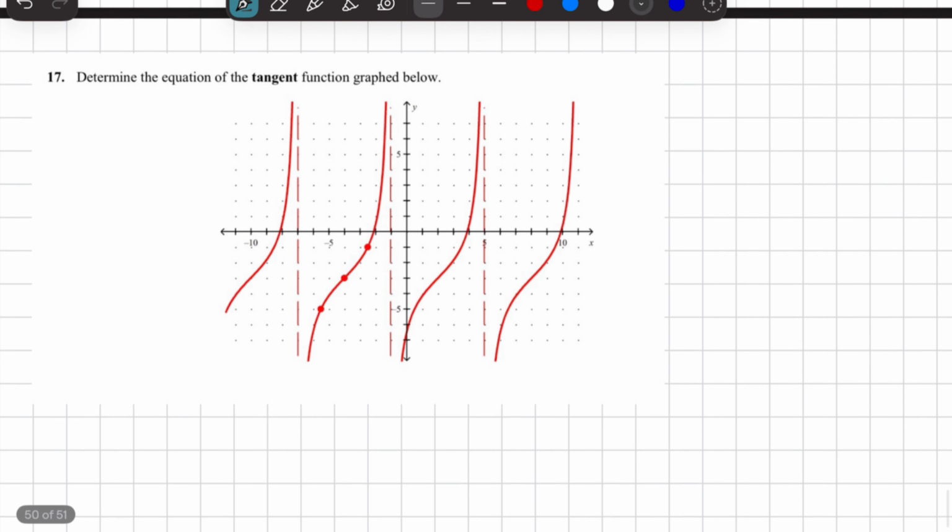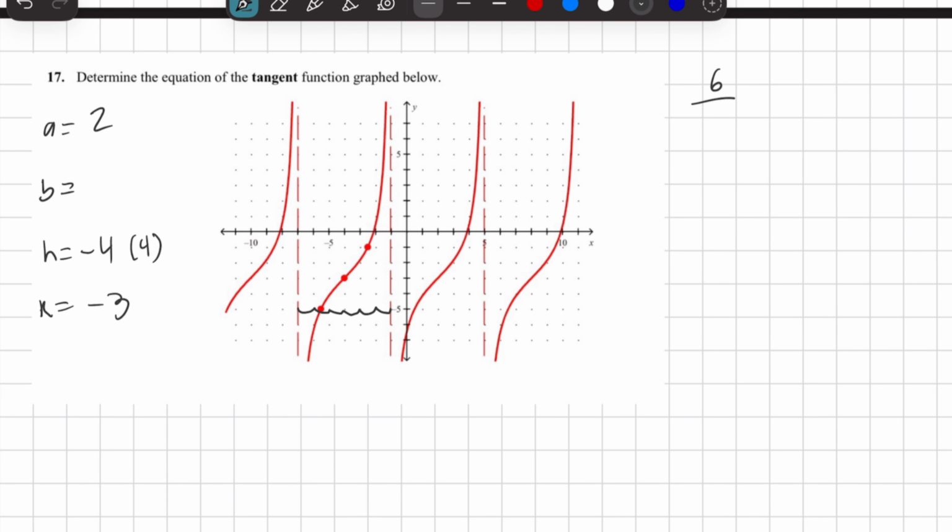So let's write out everything we need. Let's start with h and k. We can see that our point has been moved over 1, 2, 3, 4. So this is -4 in the equation. And then we can see that our midline has been brought down 1, 2, 3. So this is -3. And then a, we can see that instead of going up 1, this goes up 2. So a is 2.